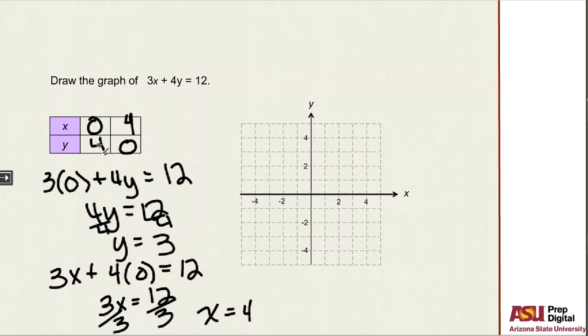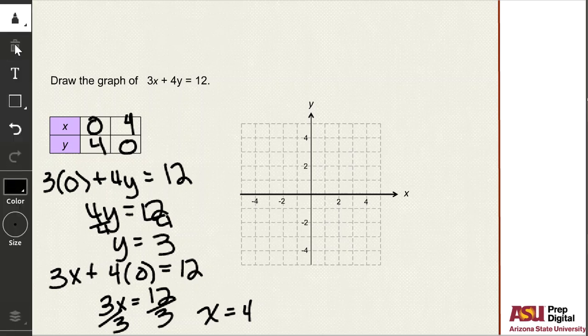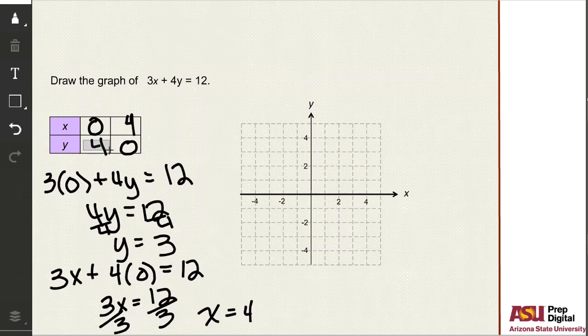Oh, and I think I miswrote this right here. I should have written 3. So let me fix that.